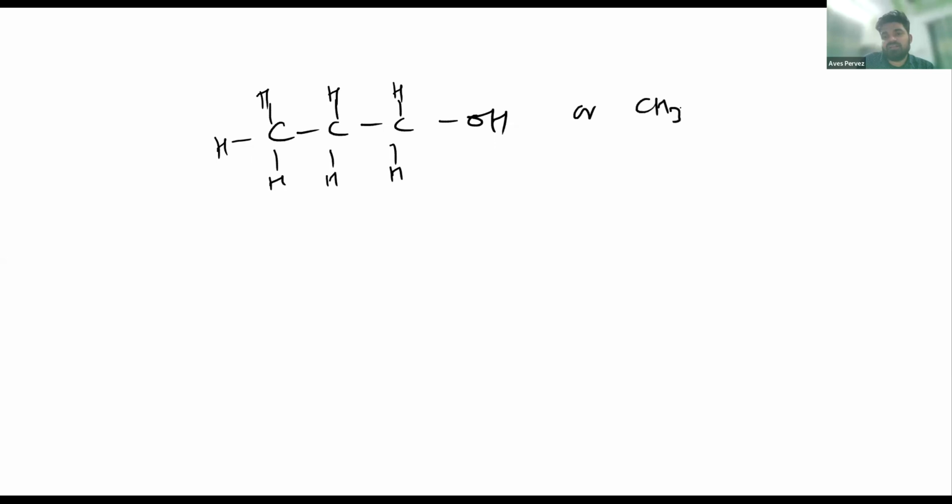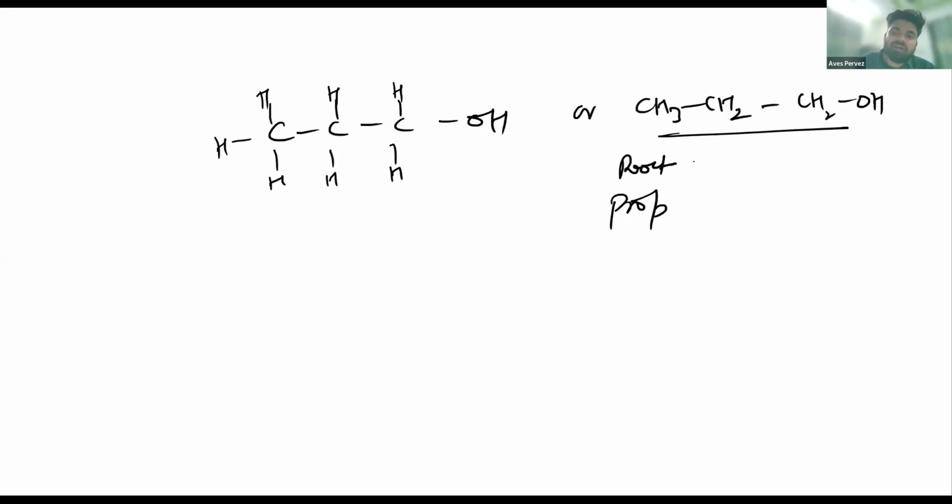Or we can write it CH3, CH2, CH2OH. What should be the name for this one? Propanol. Yes, prop for 3 carbon. Which root? Prop. Yes. And then the saturation indicator between carbon atoms: all single bonds, so ane. Okay. Yes, sir. And then suffix OL.